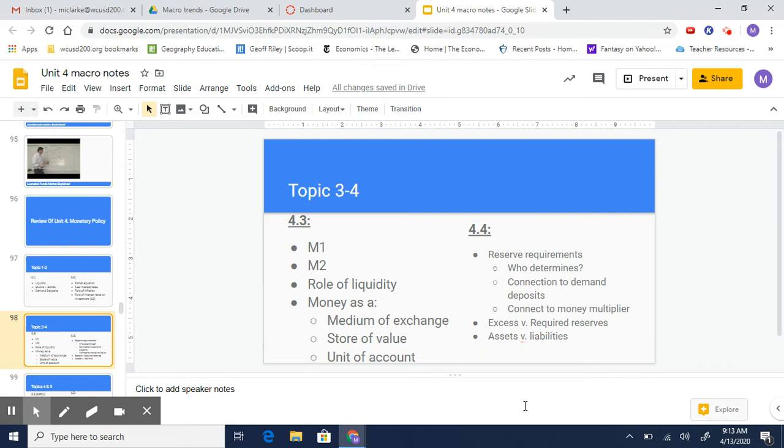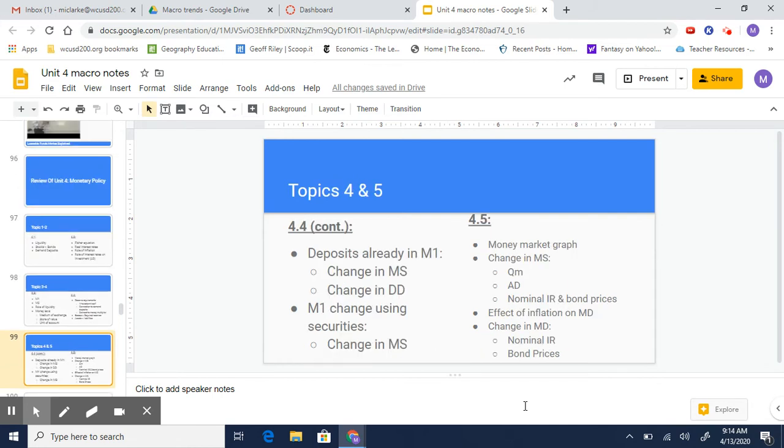Liabilities are things that they are liable for, money that they're liable for. So demand deposits would be a liability. Owner's equity would be a liability, money that they would have to pay back. Okay. Let's go on to the next one.